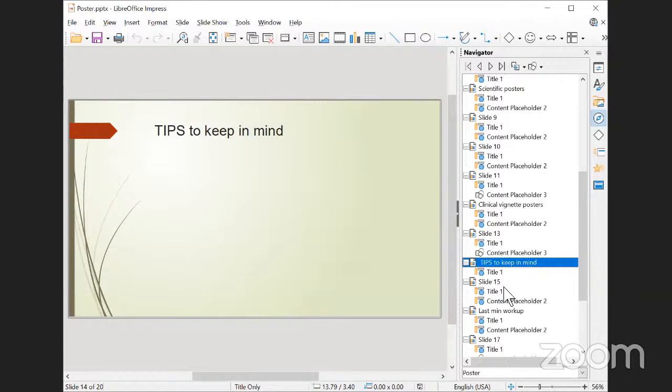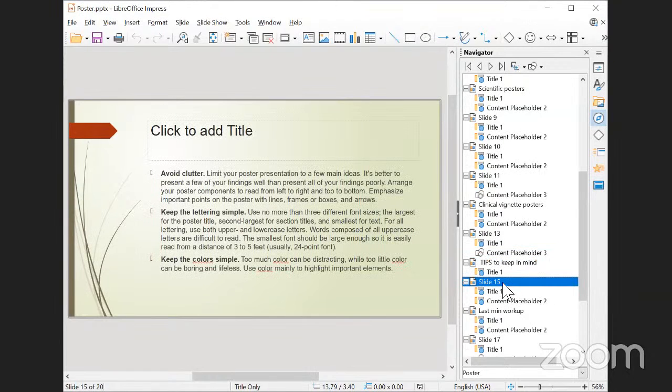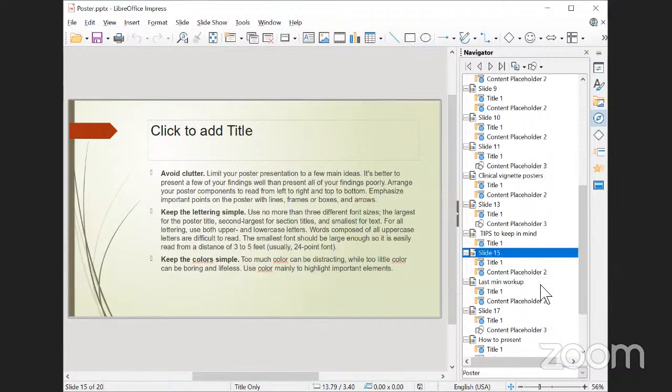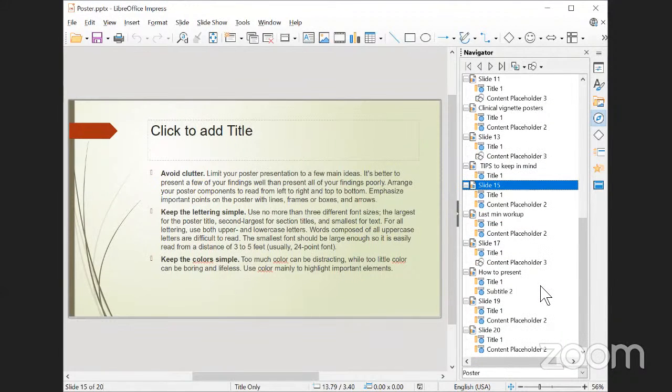Tips to keep in mind while presenting a poster. We need to avoid clutter. Limit your poster presentation to a few main ideas. It's better to present a few of your findings than present all of your findings poorly. Arrange your poster components to read from left to right and top to bottom.